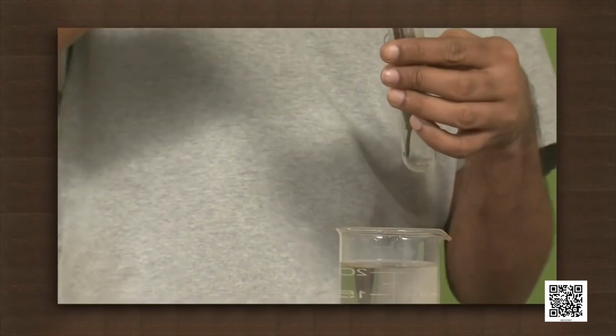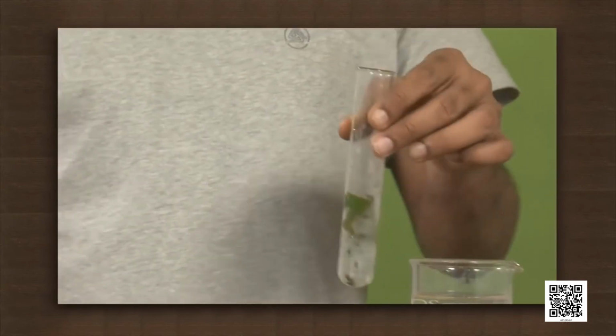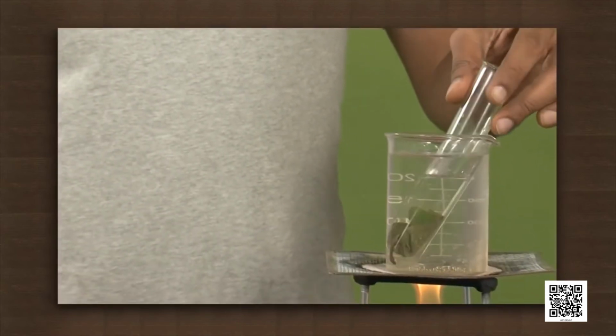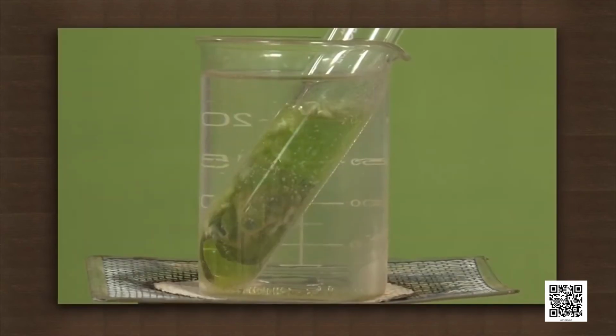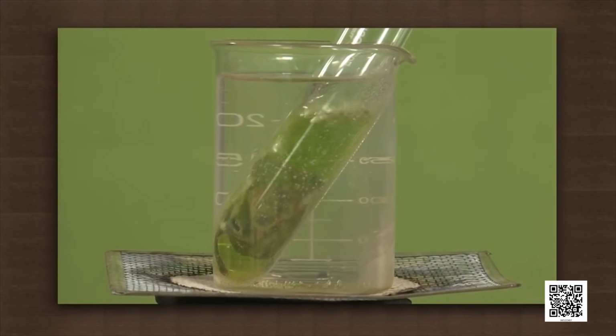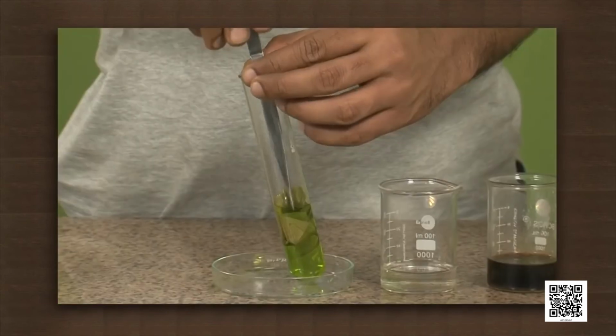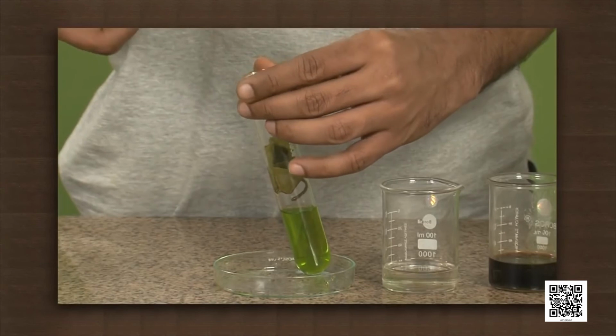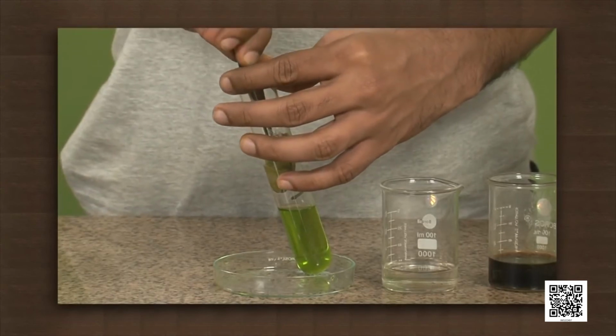Now put the leaf in a test tube and add alcohol. Now put the test tube in a beaker half filled with water. Heat the beaker till all the green color from the leaf comes out into the spirit in the test tube. The green color in the leaf is due to the chlorophyll.